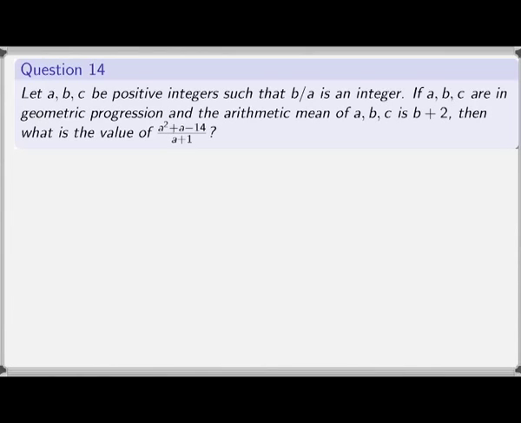Since A, B and C are in a geometric progression, we write A as B by R and C as B into R, where R is the common ratio.